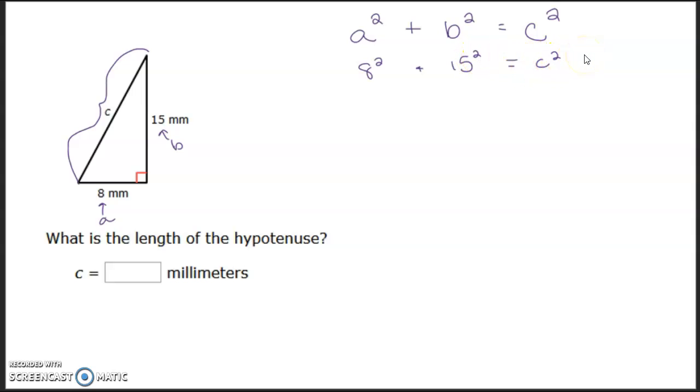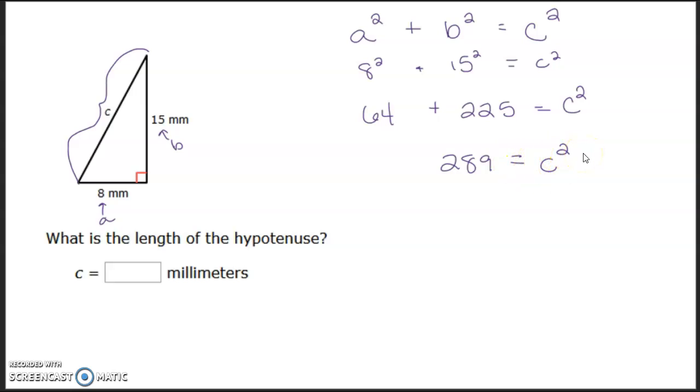We don't know what c is. That's what we're trying to find. So we're going to use our algebra in order to find it. You will need a calculator. It'll help. All right, so let's do 8 squared, which is 64, plus 15 squared, which is 225, equals c squared. We're still trying to find c, so we're going to add these two up. 225 plus 64 is 289, equals c squared.